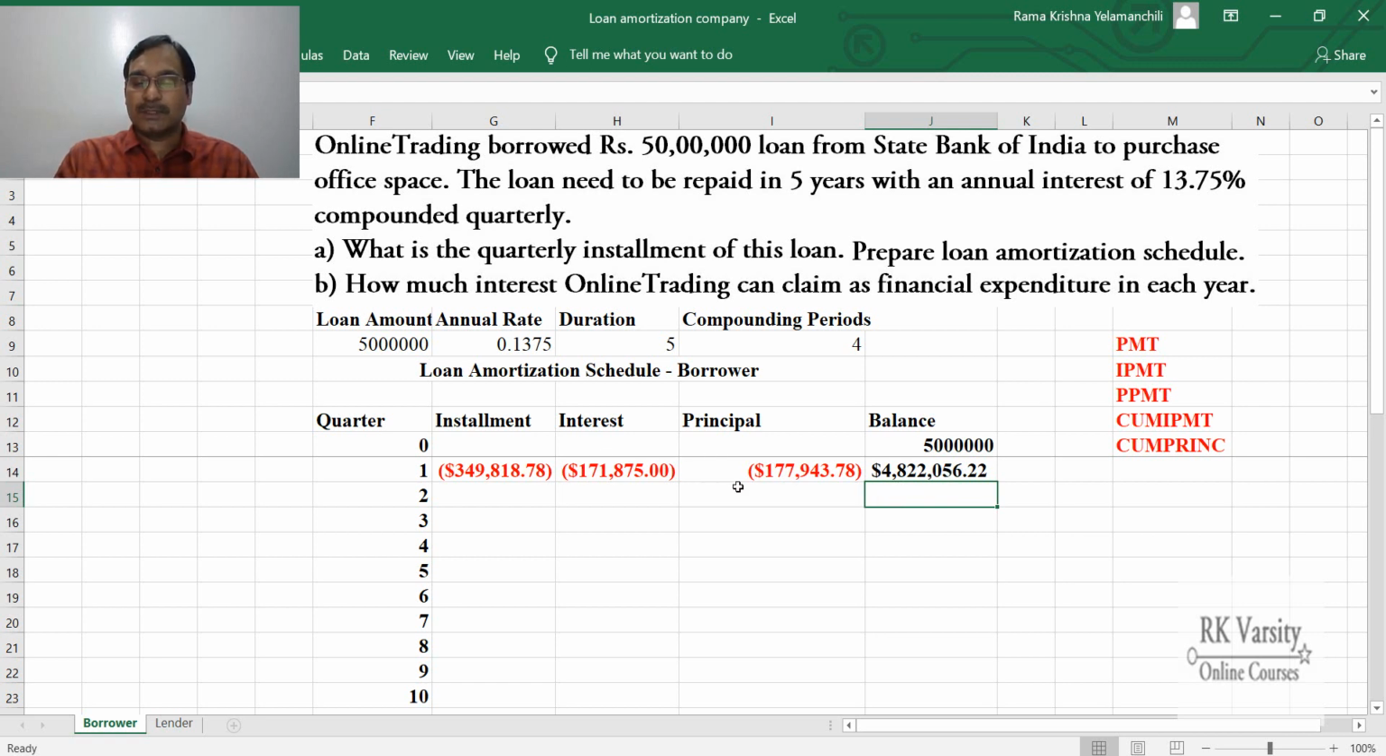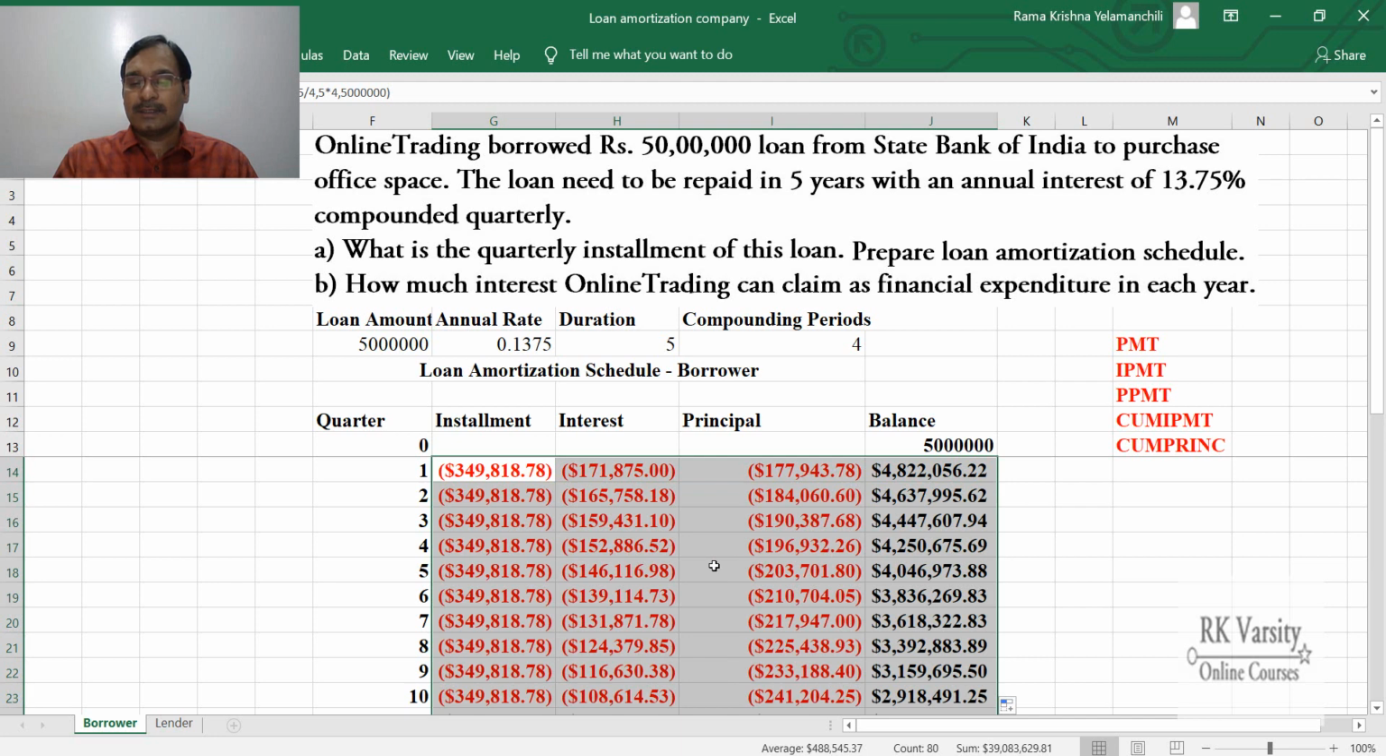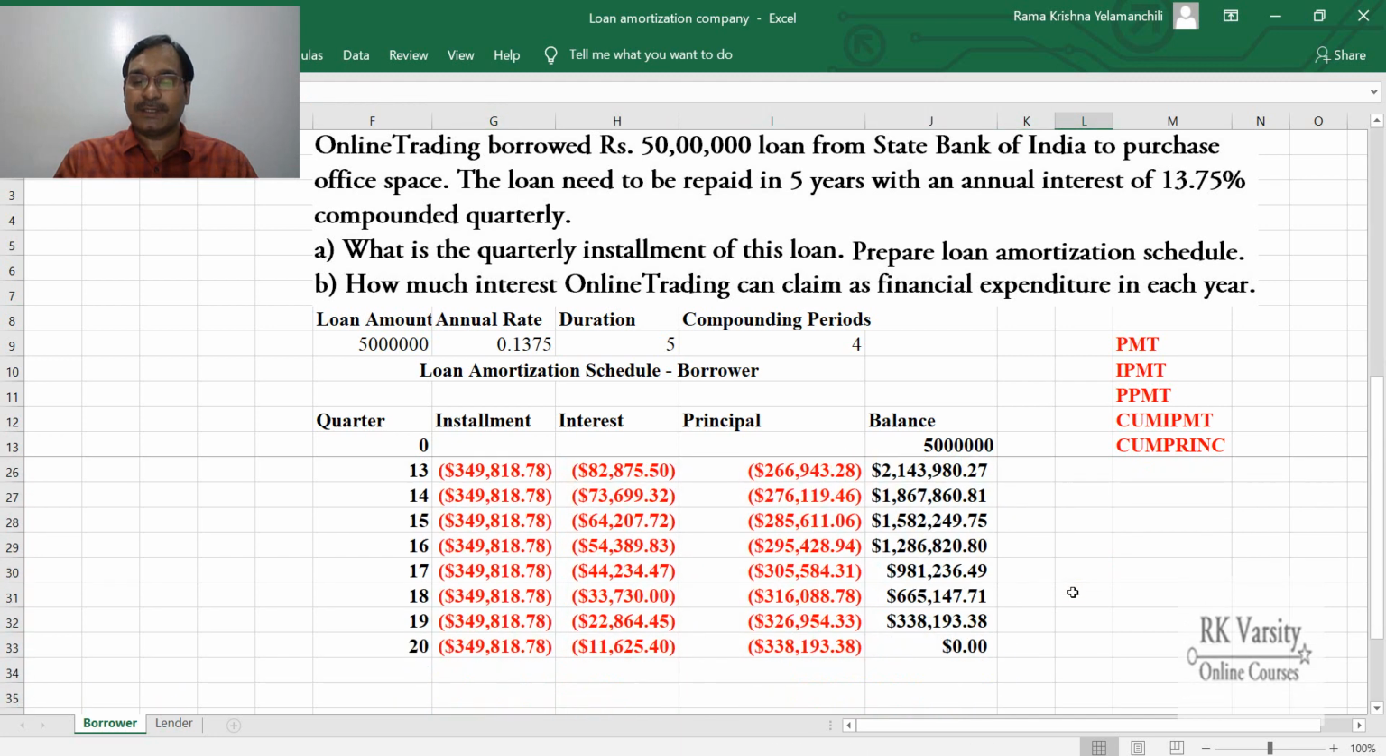Once you solve this for the first quarter, now select these 4 values, then click the autofill function, that is place your cursor onto the right side bottom corner, and here you will see the icon changes to a small plus symbol. So double click on this, then your loan amortization schedule is prepared. Now at the end of the 20th quarter there is a zero balance. That means you have cleared the complete loan along with the interest amount.